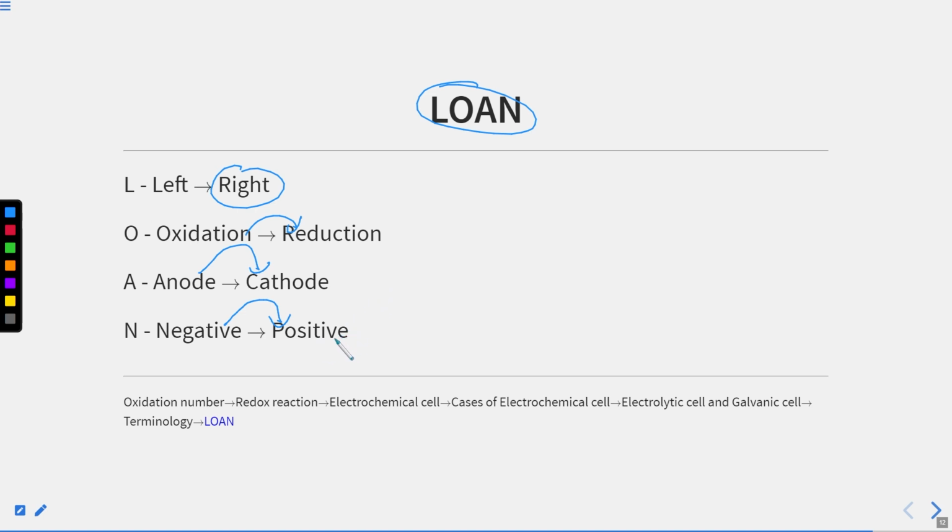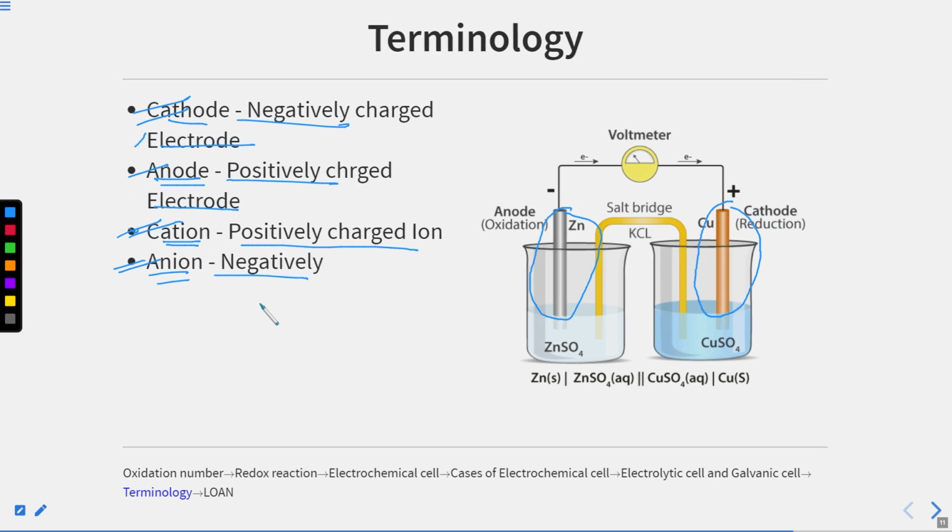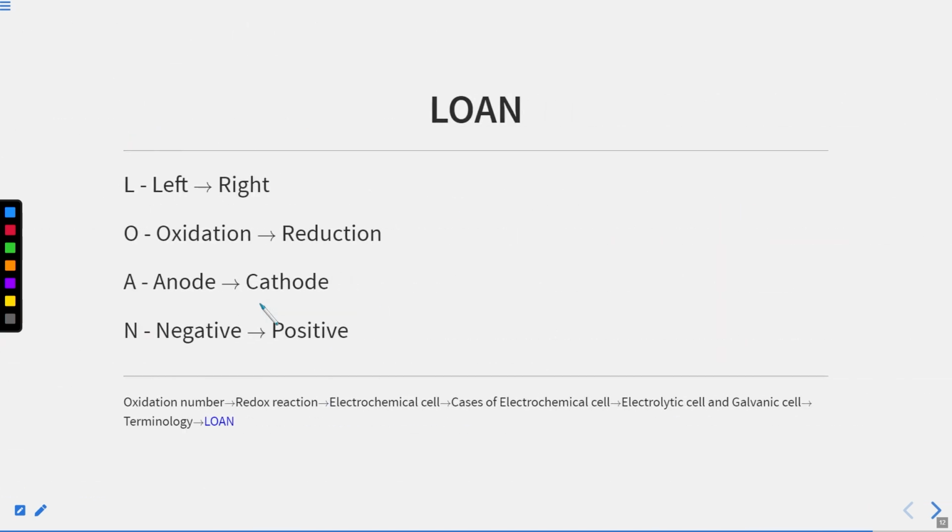Okay, so this is our thing. Sorry, this is not positively charged. These are having negative ions on the left side. So if you see here, the anode is negatively charged. Yeah, right. The anode is negatively charged. So this is our LONE.